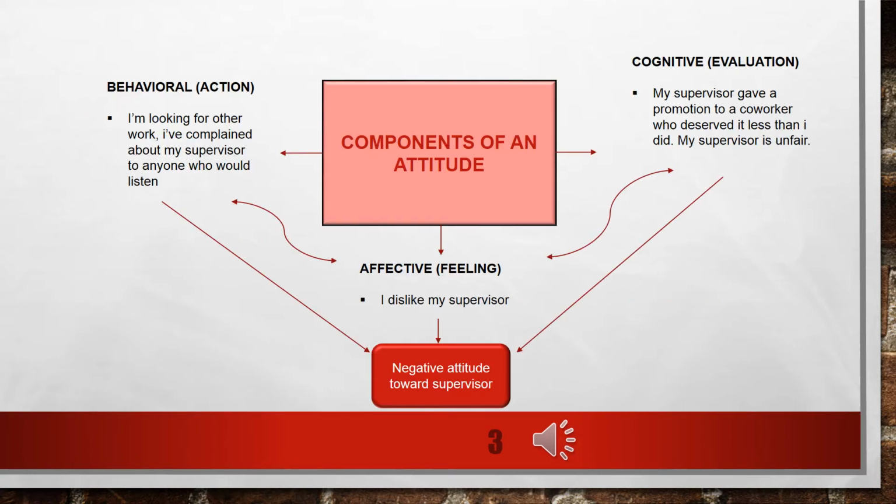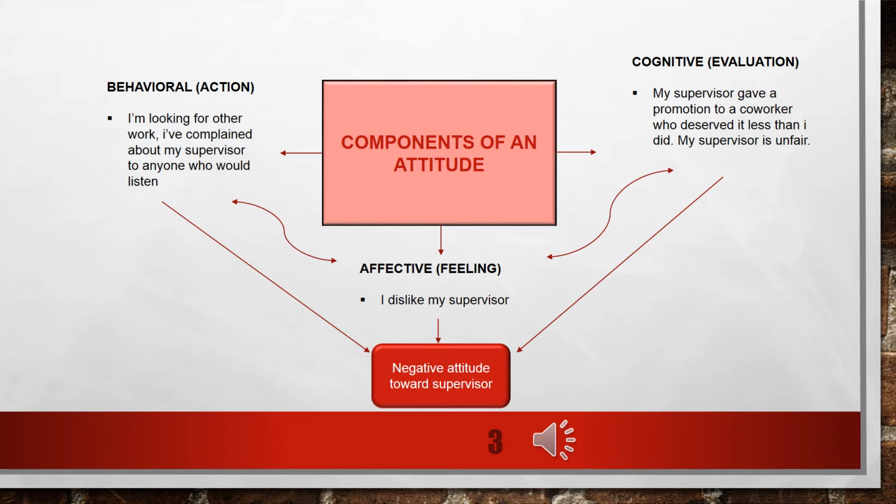Okay, let's figure out what the components of an attitude are. Components of an attitude consist of three: first, cognitive; second, affective; third, behavioral. Cognitive is evaluations. For example, my supervisor gave a promotion to a co-worker who deserved it less than I did. My supervisor is unfair. Second, affective, which is feelings. I dislike my supervisor. Third, behavioral, which is actions. I'm looking for other work. I have complained about my supervisor to anyone who would listen.